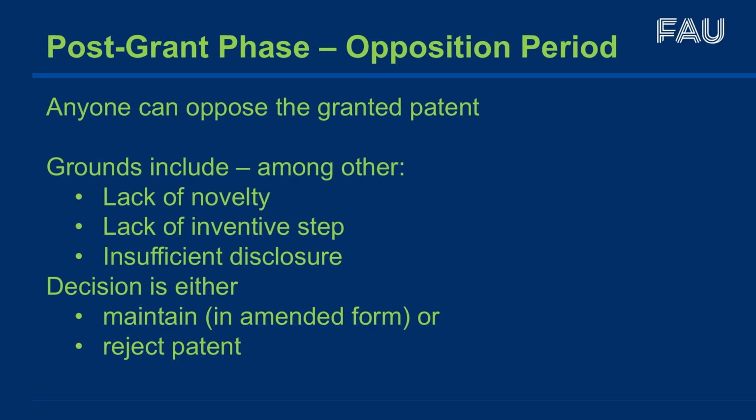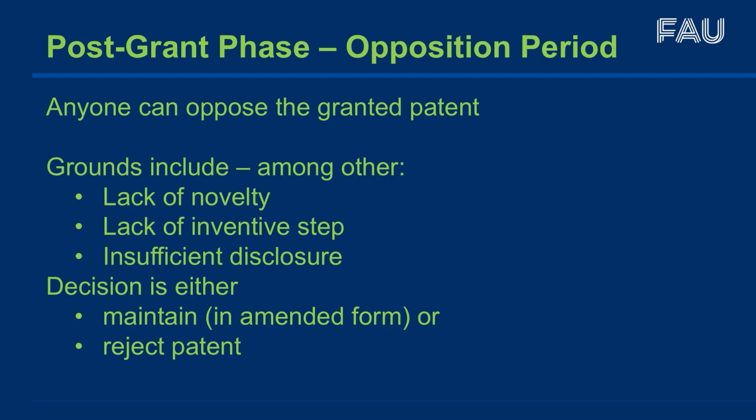As mentioned, after grant, anyone may file an opposition to a European patent within 9 months from the grant date. An opposition can be based on several grounds, for example, lack of novelty, lack of inventive step, or an insufficient disclosure of the invention. Once an opposition has been filed, the opposition division examines the case and can reach one of three outcomes. It may maintain the patent as granted, it may maintain it in an amended form, or it may revoke the patent entirely.